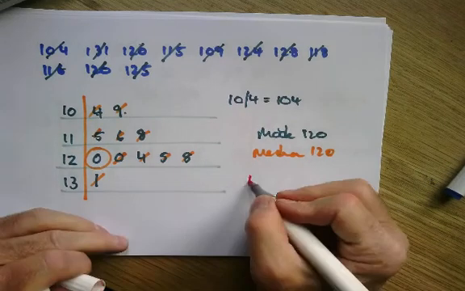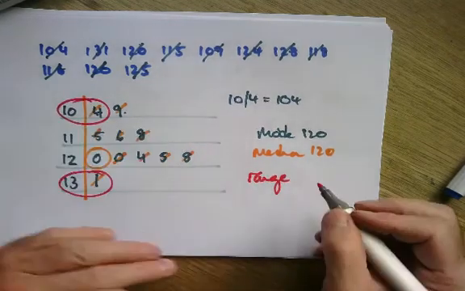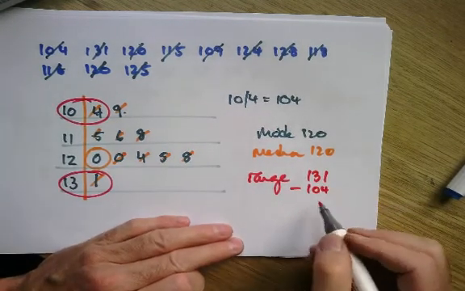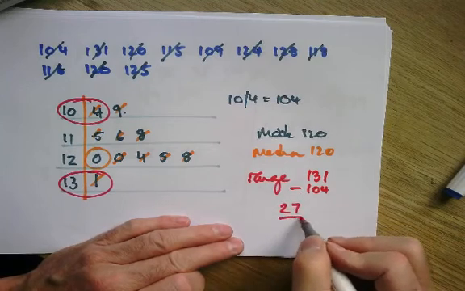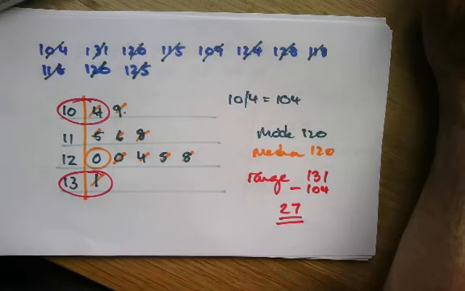And then the range, okay, the range goes from the highest to the lowest. So the range goes from the highest value to the lowest value. So it's 131 down to 104. You can either leave it like that or actually work it out as being 27. And that's how you do these ones.